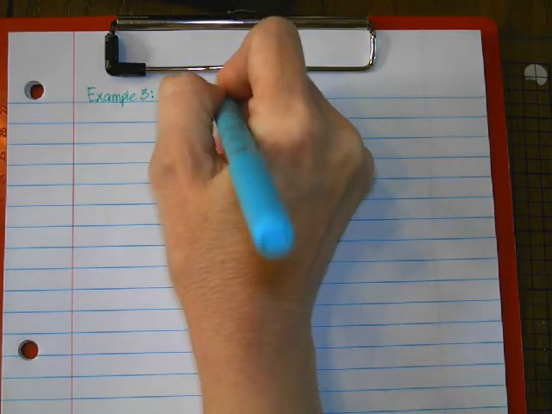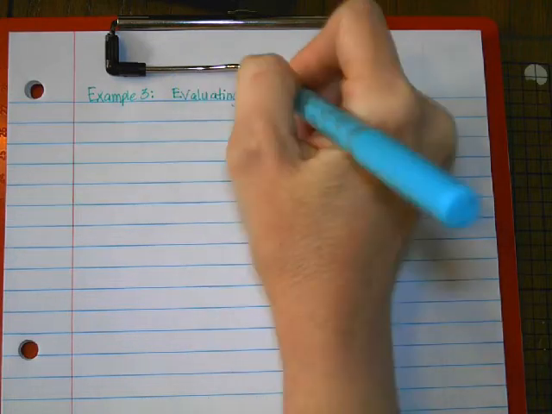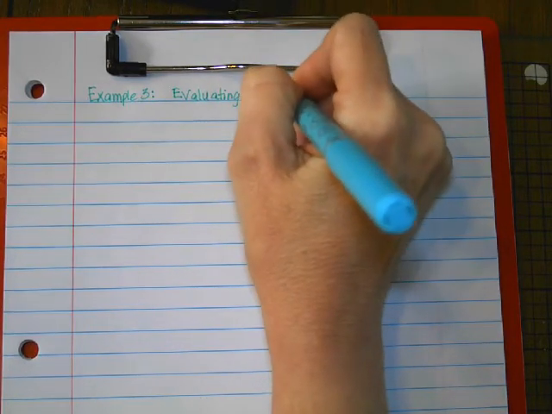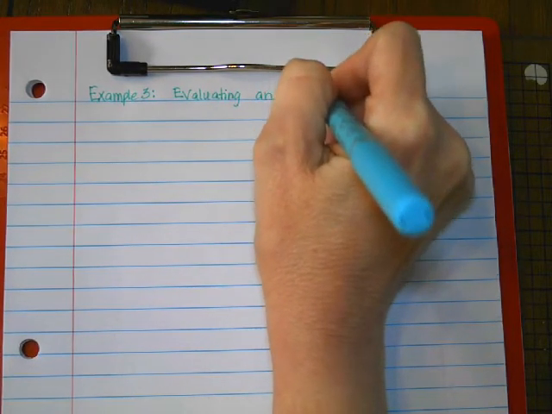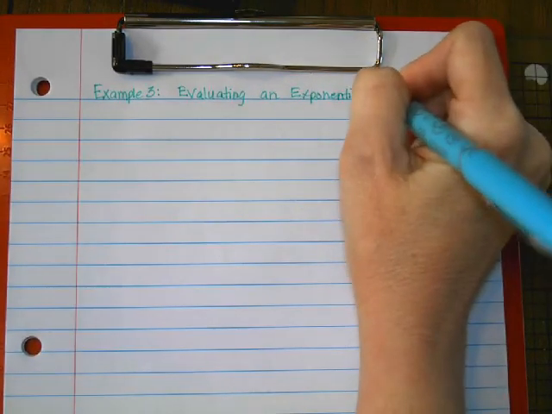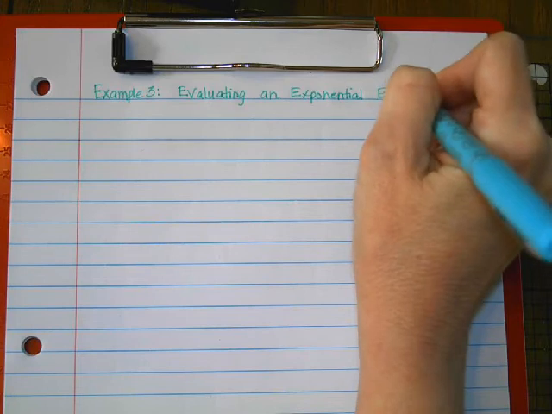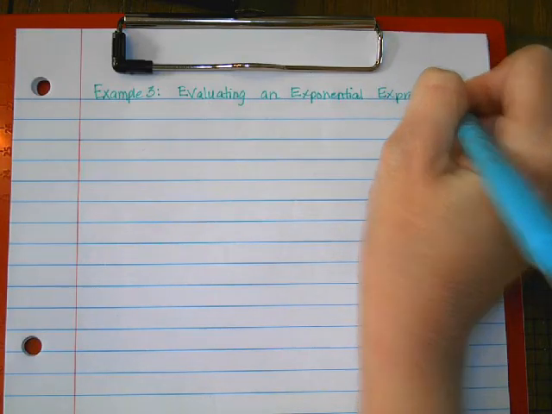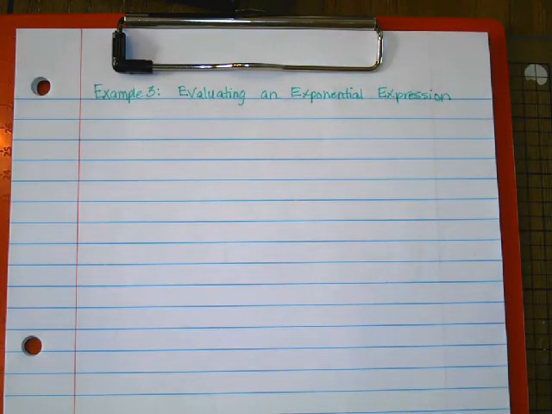And we're going to do evaluating an exponential expression. Now, you've already done evaluating this year, a lot. So evaluating is where we take a variable and we substitute it for a number, and then we solve.